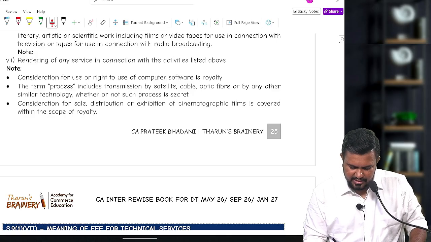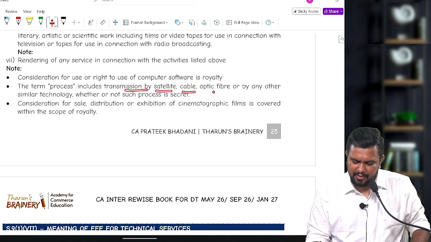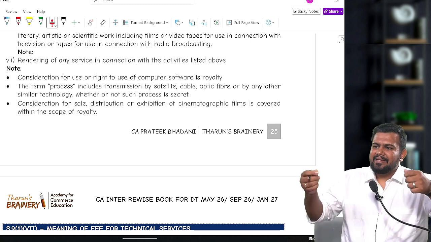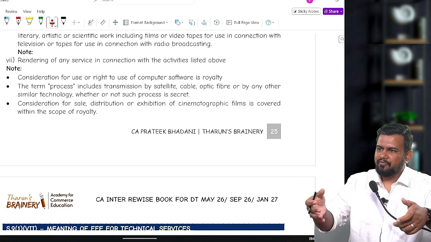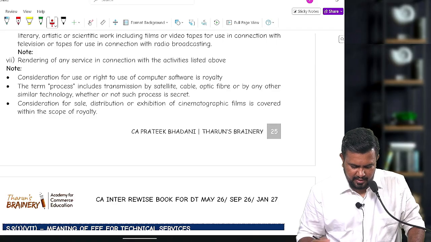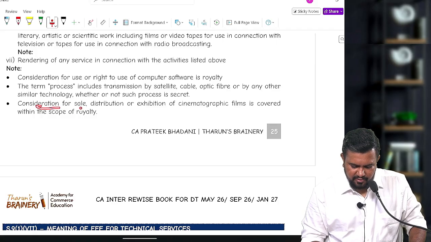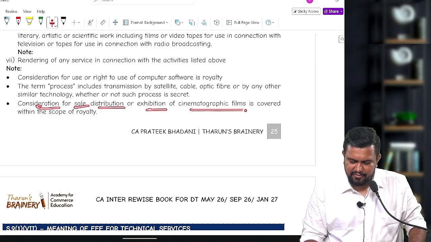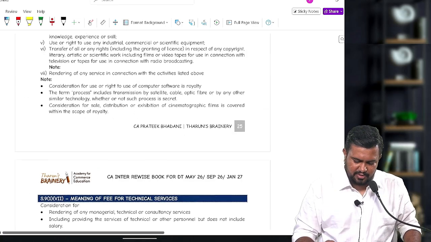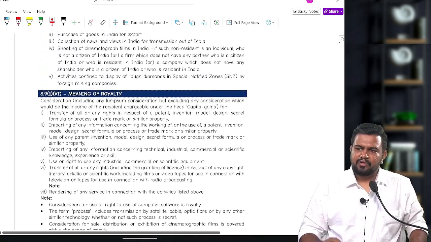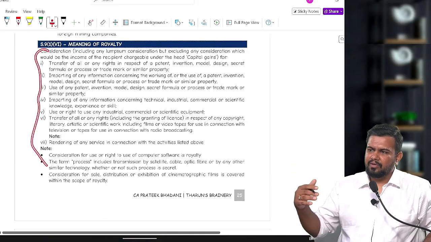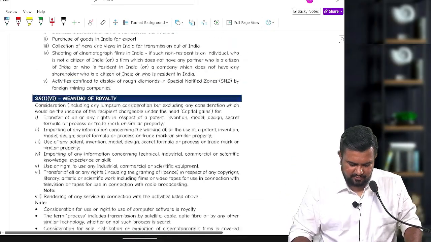Then the term process includes transmission by way of satellite, cable, optic fiber. So process does not mean that I should come physically and give you the process in hard copy form. I can also send you via electronically, digitally. And lastly, consideration of sale, distribution, exhibition of films is also covered in royalty. So for sale, distribution, exhibition of films, movies, it is also covered in royalty. So this is the definition of royalty. Just read it one or two times, a glance is enough.